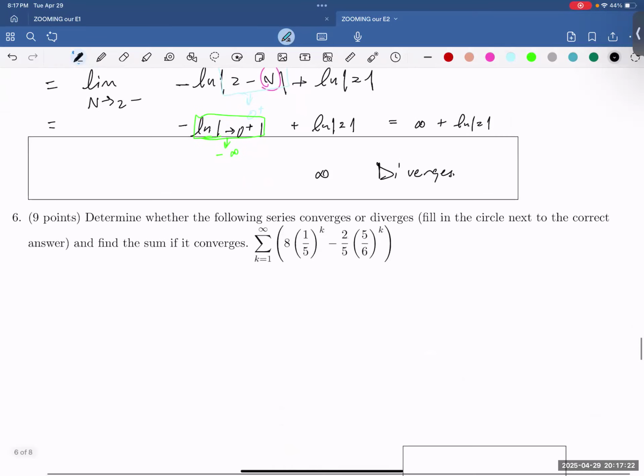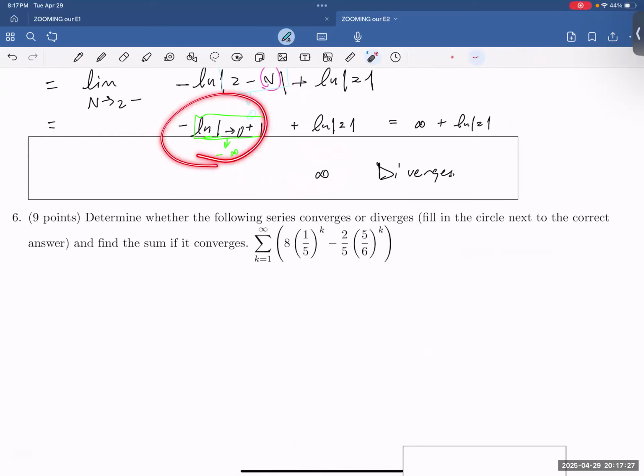There you go. If this limit were a value, let's say this piece went to 0 and we ended up with natural log 2, then the integral would converge. It would be converges, and natural log 2. That would be the area under that curve.